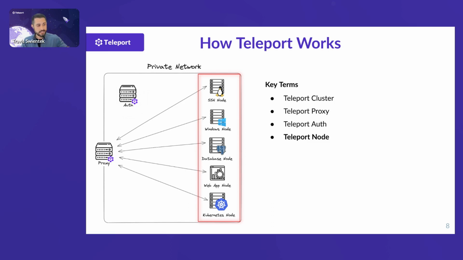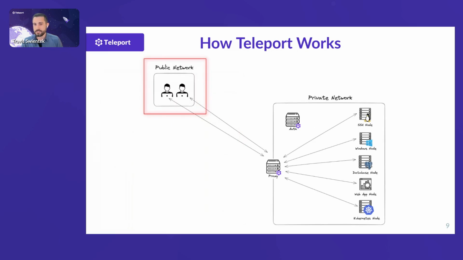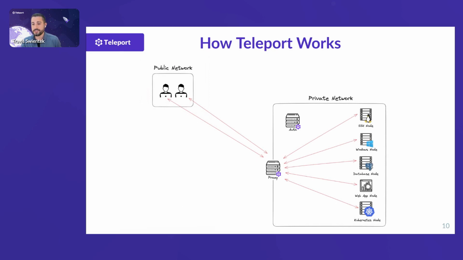All right, let's add users to this diagram. Users in this situation are sitting on a public network. Maybe they're at Starbucks, maybe they're at home. They're not located within the same network or VPC or data center as your Teleport cluster. They're outside, and they are accessing the Teleport cluster over the internet, and they're connecting to that proxy. So again, I want to point out here that everything is connecting to the proxy. The proxy is sort of the central component where everything connects.